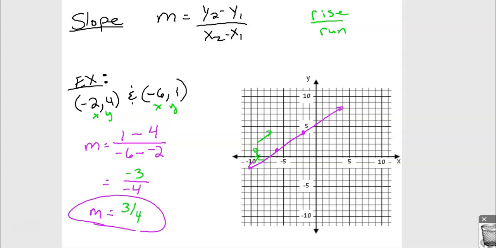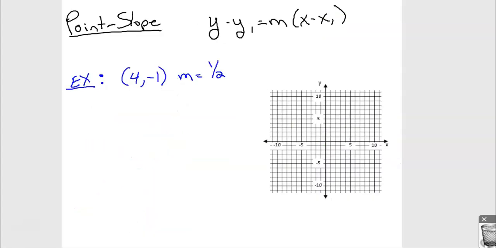So one tiny, simple mistake, I caught it because I drew it on a piece of graph paper, and notice I'm going up 3, and then I'm going over 4. So even the simplest mistakes that we make sometimes can be caught if we double check, and we can see it on a piece of graph paper as well. All right, so point slope form.